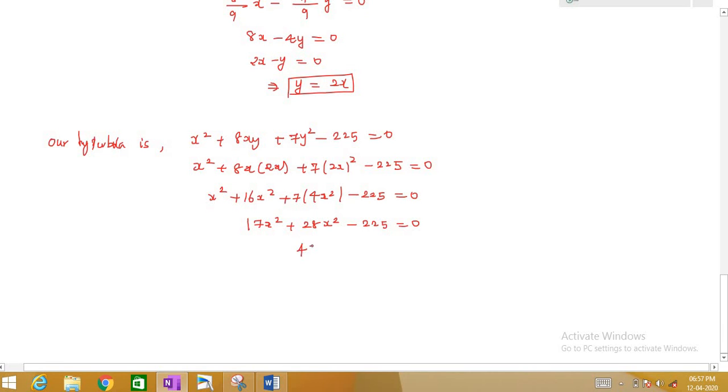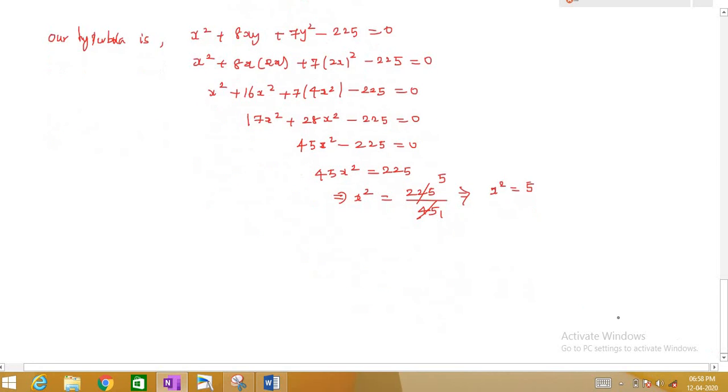Yes, this will be 45x² − 225 = 0. So this means 45x² is equal to 225. So x² is equal to 225 by 45. So this will be, 45 ones are 45, 45 fives are 225. So x² is equal to 5.